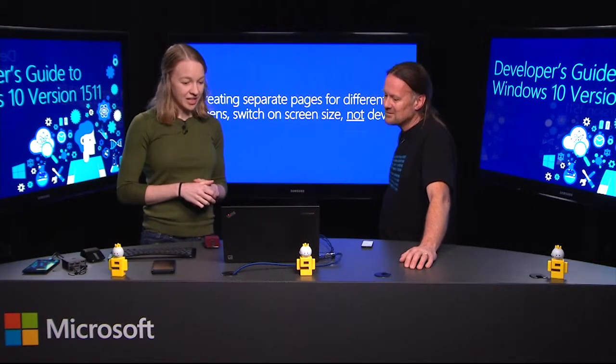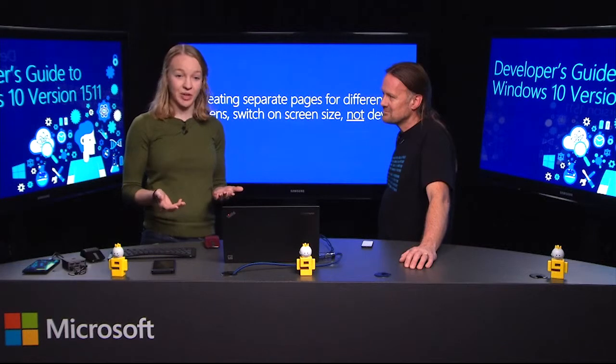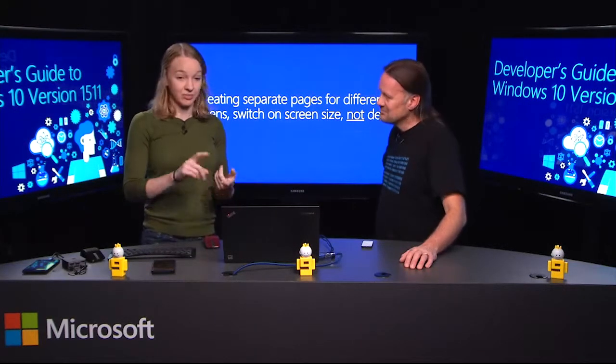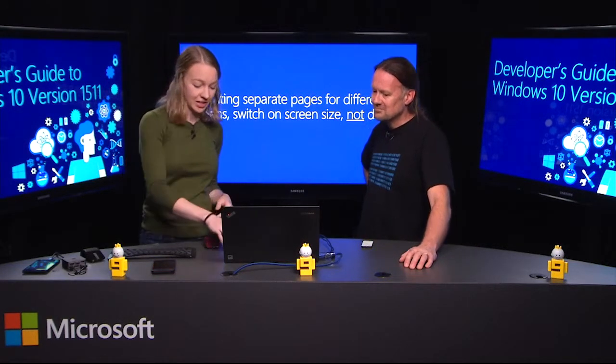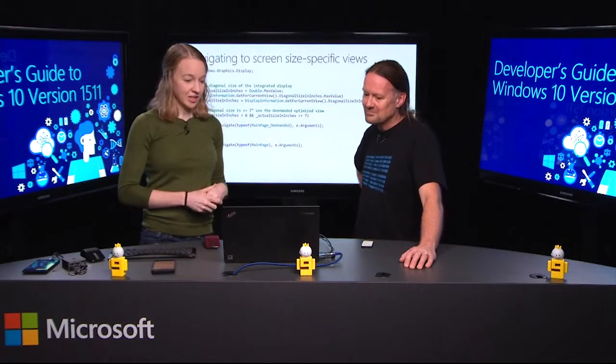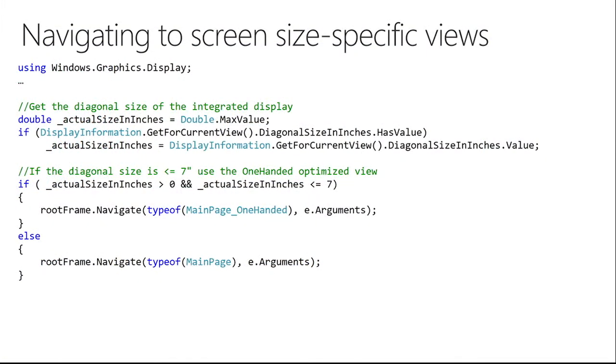So we recommend that instead of switching based on device family, you actually switch based on either screen width or even physical screen size. Going back to an example that Andy talked about in the previous session, there is this new property of the Display Information API that allows you to get the actual physical diagonal size of a screen in inches. And you can use this to switch between, say, showing a one-handed view or a desktop view, rather than ever using device family in this case. Yeah, cool.